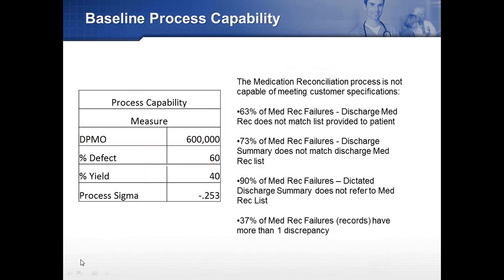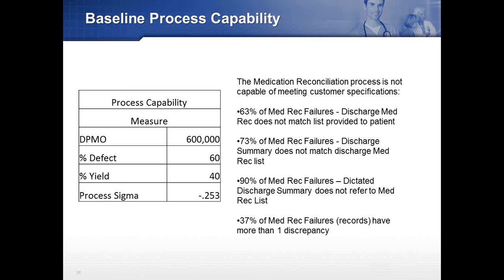So we did our data collection. It took longer than we hoped, of course, and here's what we learned. Our percent yield was 40%. That's a process sigma of minus 0.253. We needed a Six Sigma result for a best practice benchmark process. 600,000 defects per million opportunities.